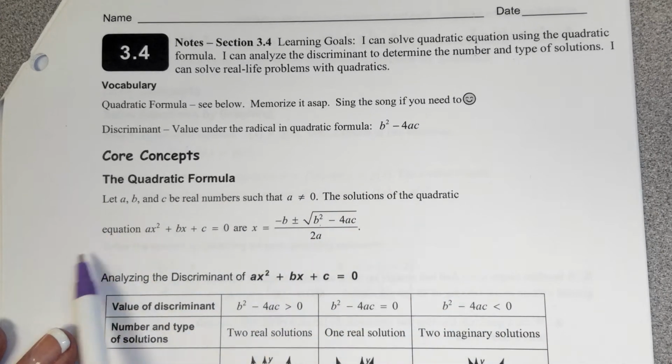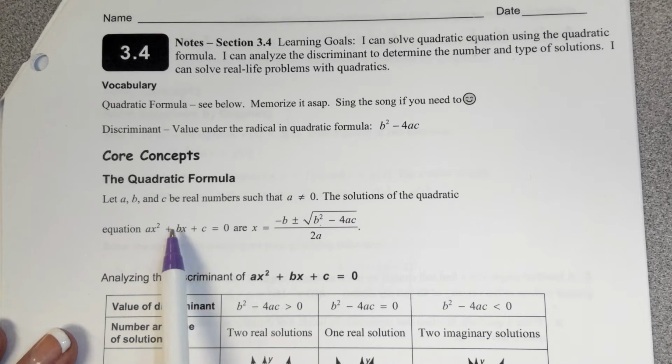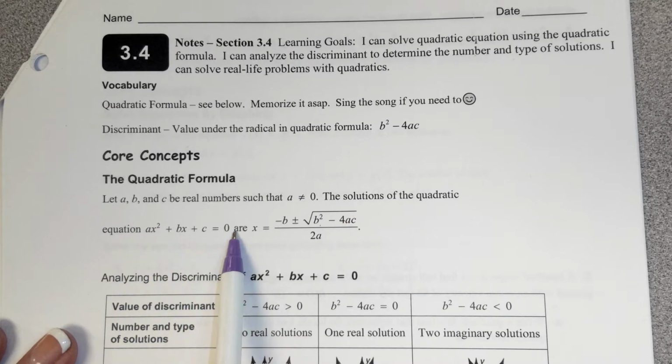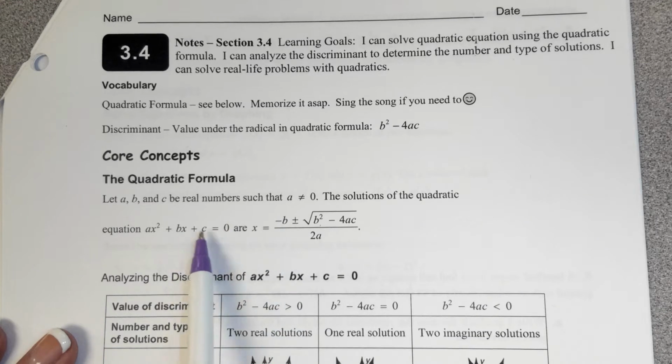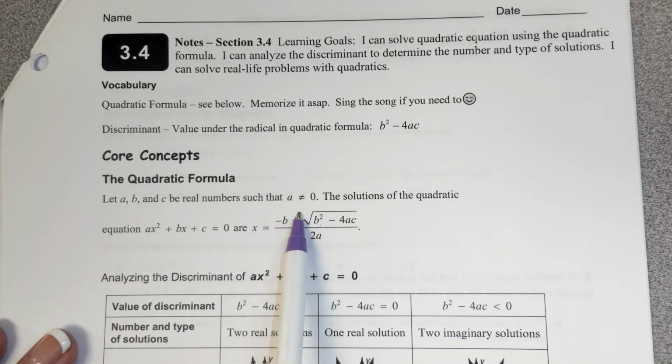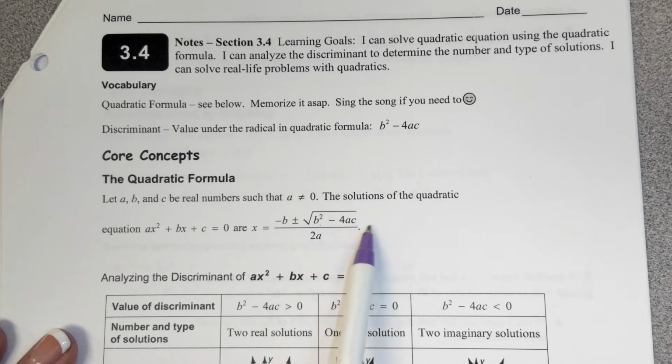Alright, so here it is, the quadratic formula. If we have ax squared plus bx plus c equals 0, we can find the value of x by doing x equals negative b plus or minus the square root of b squared minus 4ac all over 2a.